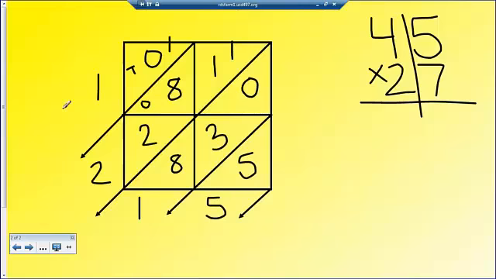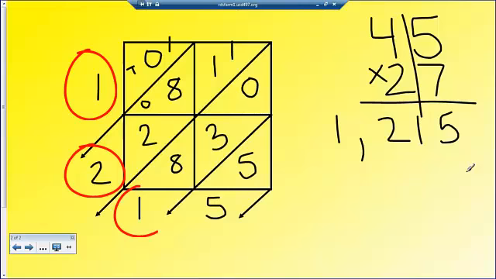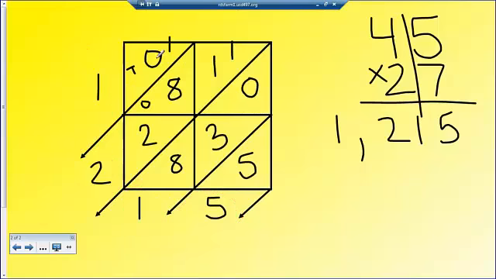I now have a number at the bottom of each diagonal. 1, 2, 1, and 5. Guess what? The product of 45 times 27 is 1,215. We've now found the product of my double-digit by double-digit multiplication problem by doing simple basic multiplication and addition. We simply line the numbers up next to each other, and there we go.